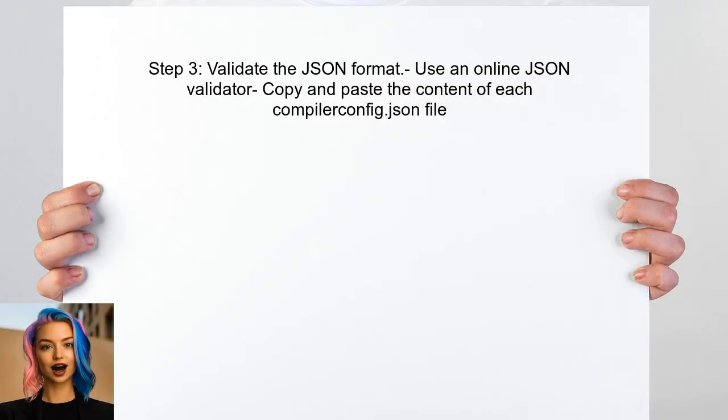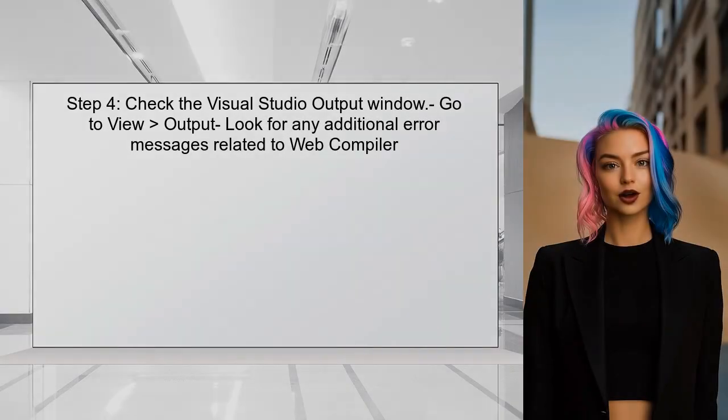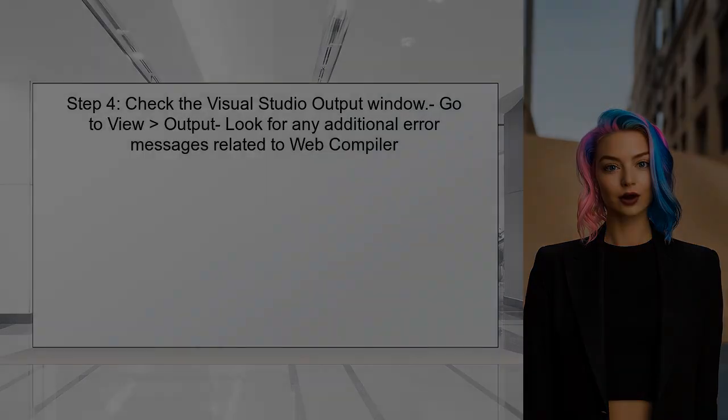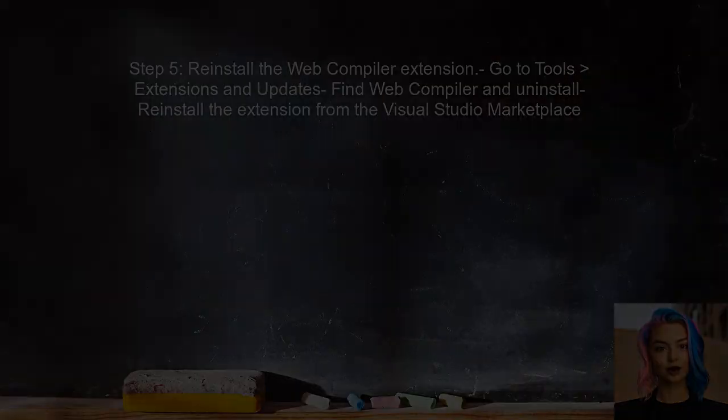After reviewing the files, the user should validate the JSON format using an online JSON validator. This will help catch any formatting issues that might not be immediately visible. If the user still encounters issues, they should check the Visual Studio output window for any additional error messages that might provide more context about the problem. Finally, if the error persists, the user can consider removing and re-adding the web compiler extension in Visual Studio. This can sometimes resolve configuration issues.